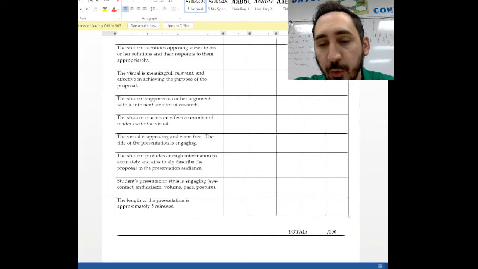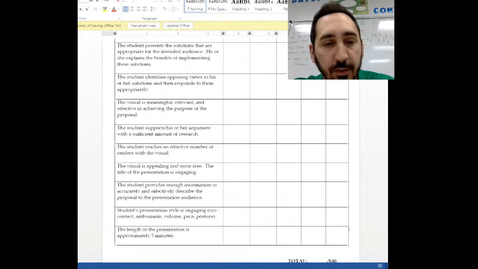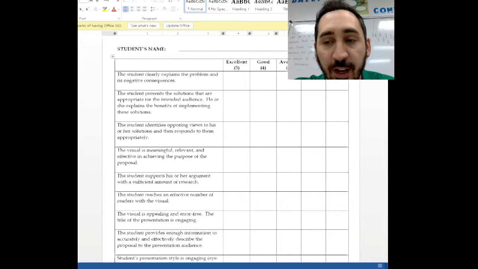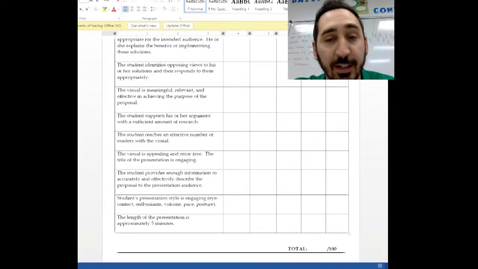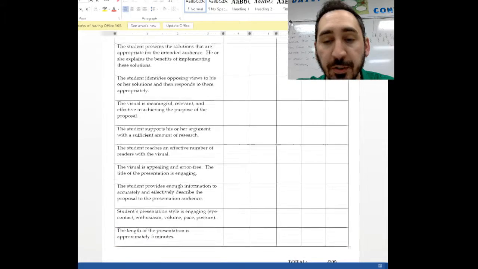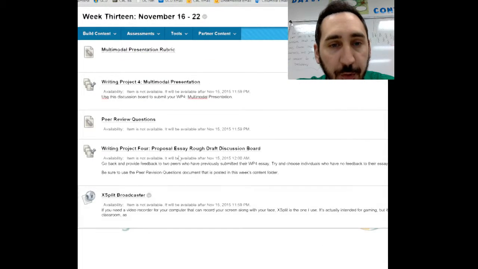So those items will be out of 100 total. Let's see, 1, 2, 3, 4, 5, 6, 7, 8, 9, 10. There's 10 items. They could be worth 5 points apiece max. So that adds up to 50, so I'll be doubling whatever your score is. So these guys will be at a 5. I'll add those up and then I'll double them, and that'll be your score out of 100. That is for the multimodal presentation.